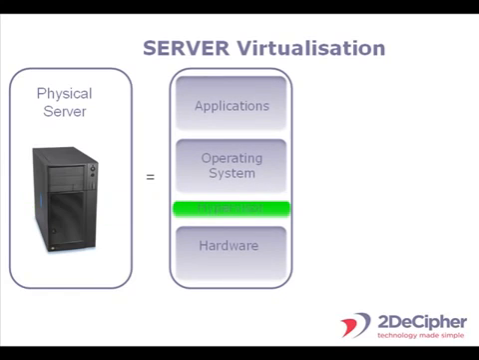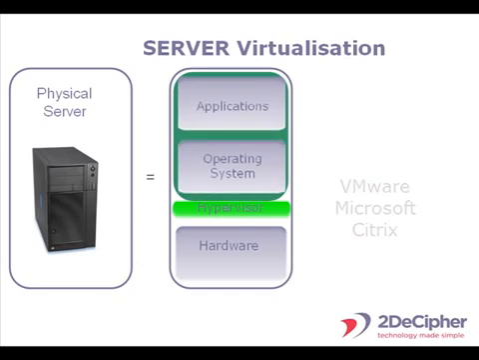The green virtualization layer that we have introduced here is called a hypervisor. It is in fact a layer of software which is typically installed onto the server hardware before any operating system or other software is loaded. Hypervisors have been developed by a number of vendors, including VMware, Microsoft, and Citrix, among others.